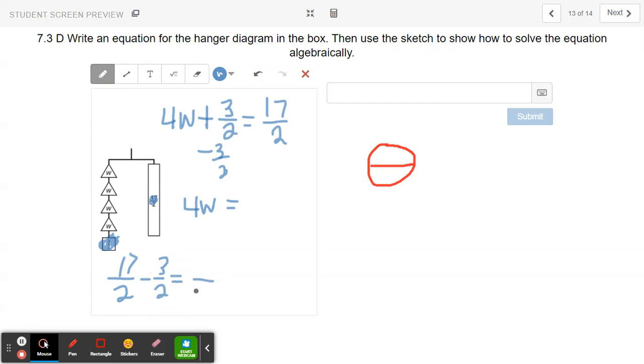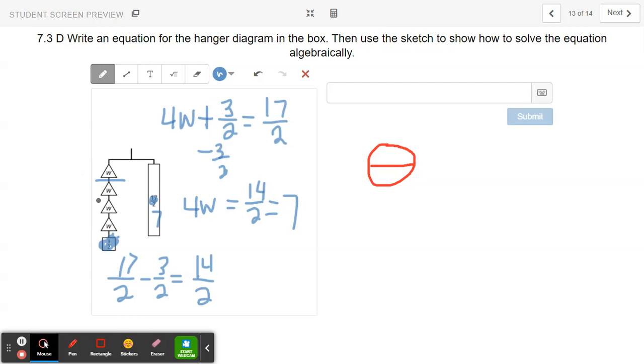You're still talking about halves. Nothing changes here. 17 minus 3 is 14. 14 halves, right? So we know 4 W's is equal to 14 halves. Does anybody know anything about 14 halves? You could put this in the calculator just fine, or you could know that if you put those halves together and you have 14, you got 7 pizzas. So that's actually equal to 7. So we know that we're left with 4 W's being equal to 7, right?